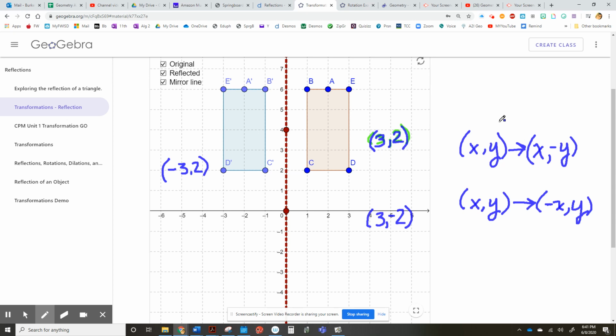But this is if you're reflecting over the x-axis. Then we say the y values change. And if we reflect over the y-axis, then we say the x values change signs.